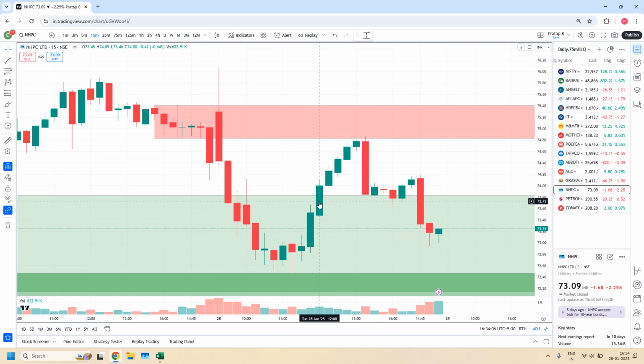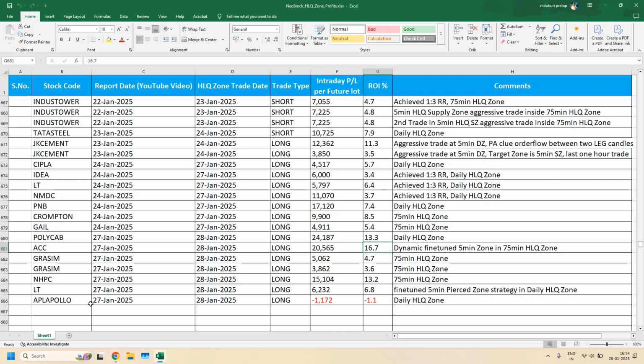NHPC. NHPC has given a profit of 15,100 rupees, which is 13.2% ROI we got. See, today we got very good ROIs. Polycap 13.3 ROI we got, ACC 16.7 ROI we got. Now NHPC you have seen again 13.2 ROI we got. So excellent trades.